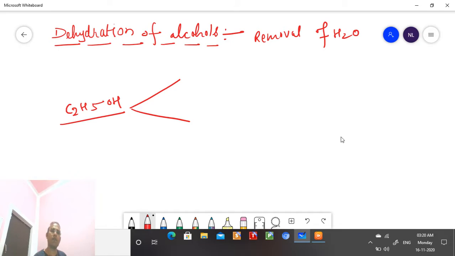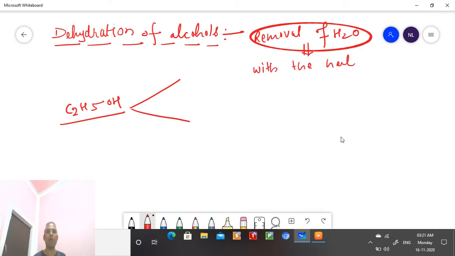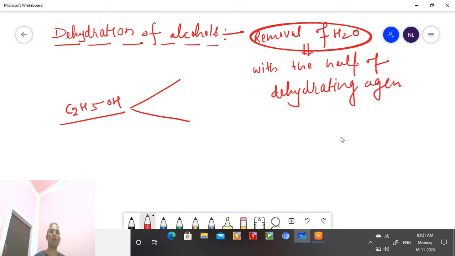Now student, how will the removal of water take place? If you talk about the removal of water, it will always be with the help of a dehydrating agent. What is a dehydrating agent? That is the agent which can remove the water molecule, and the dehydrating agent for the alcohol molecule is concentrated H2SO4. The key point is that at different temperatures you are going to get different products.